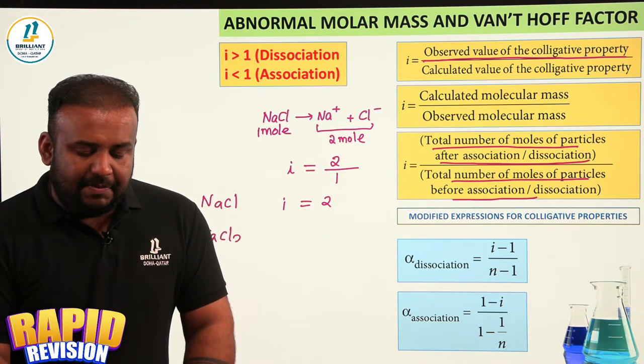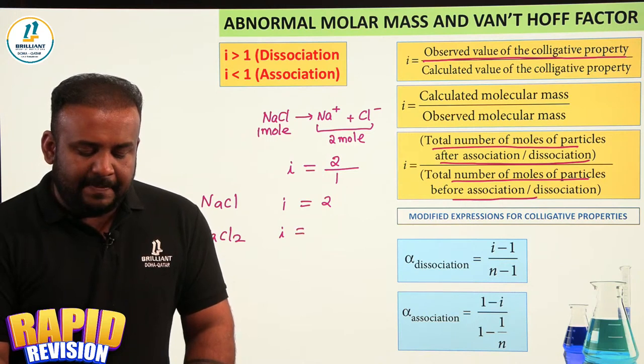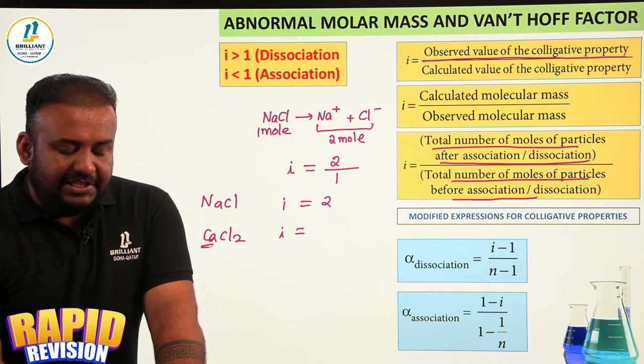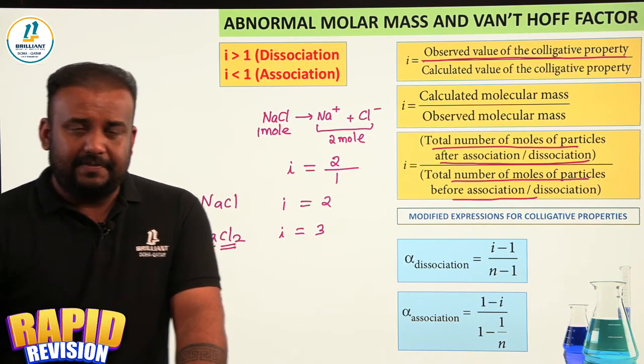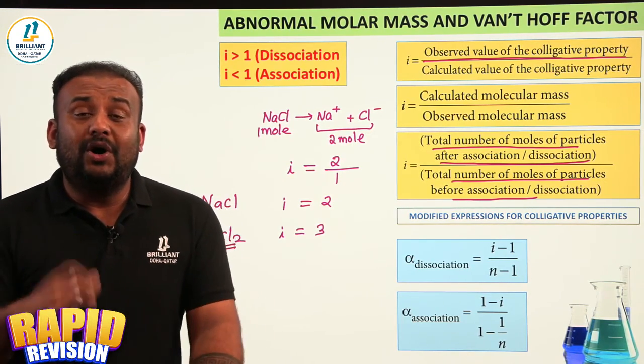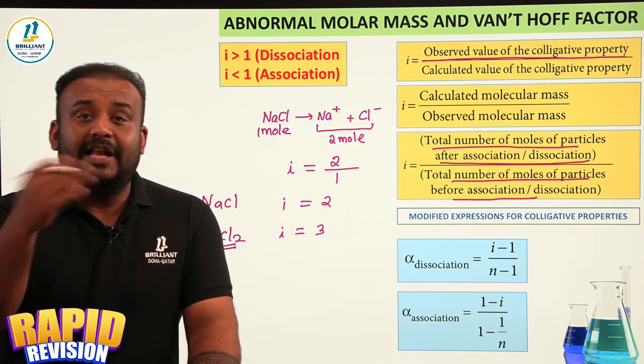Suppose I take calcium chloride, what will be the Van't Hoff factor? It will be 1 calcium ion and 2 chloride ions. So there will be a total of 3 ions there. But you know, not all electrolytes will dissociate. Some of them will associate also.